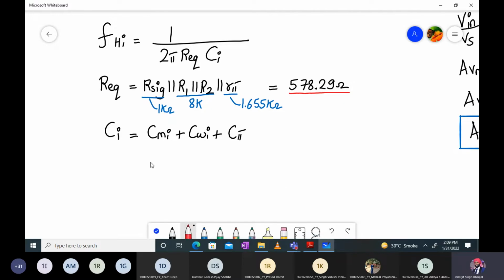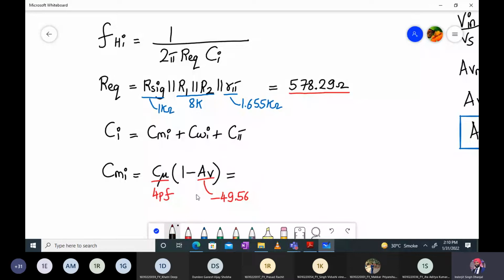Now, here we have to calculate CMI. So CMI will be C mu into 1 minus AV. Okay, what is the C mu value given to us? C mu value was 4 picofarad. And how much was AV? AV was minus 49.56. Remember, we have to consider the minus sign only.